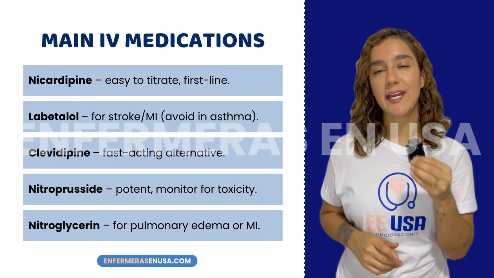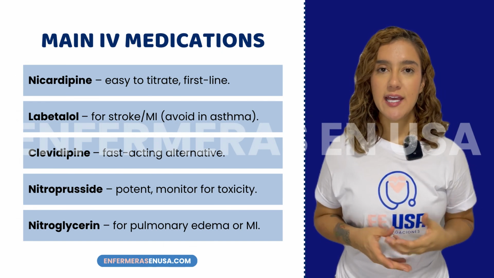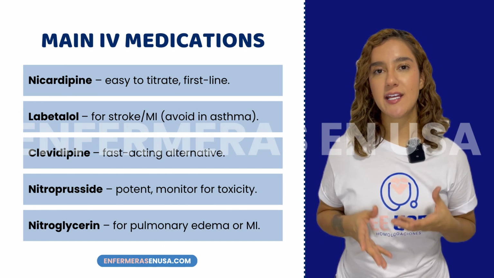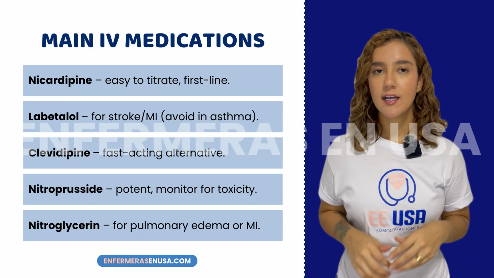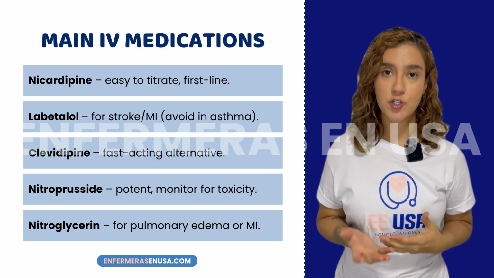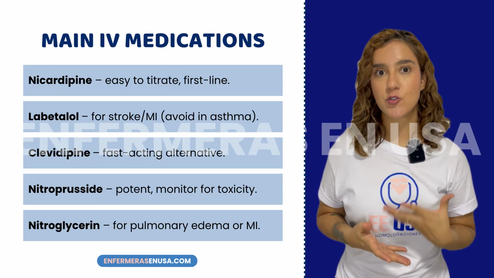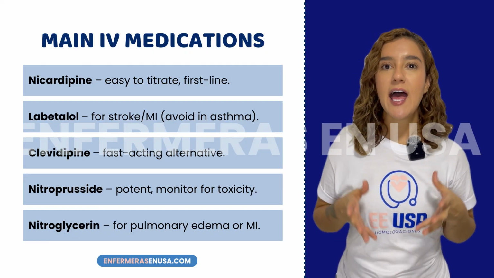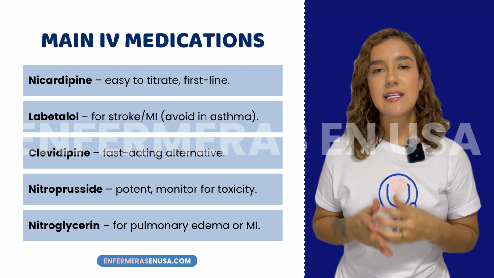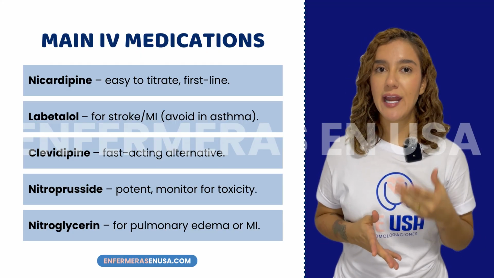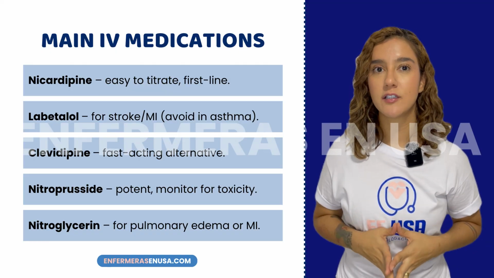Let me tell you the main IV medications in hypertension. Nicardipine infusion. It's an IV calcium channel blocker, easily titrated. It's a good first line for many emergencies. Labetalol, bolus or infusion can be applied. It's an alpha and beta blocker, excellent for acute ischemic stroke or general emergencies. Avoid in severe asthma or AV block. Clevidipine is similar to nicardipine, rapid and easy to titrate. The only drawback is that it's not always available.